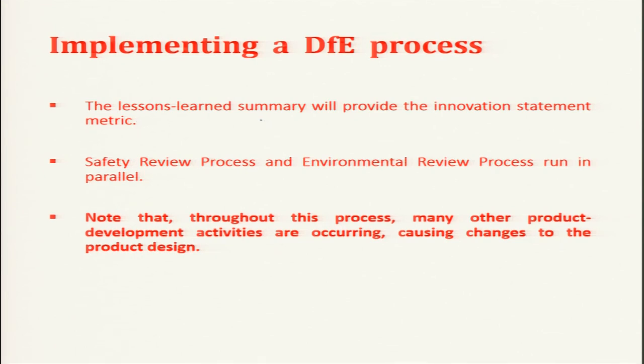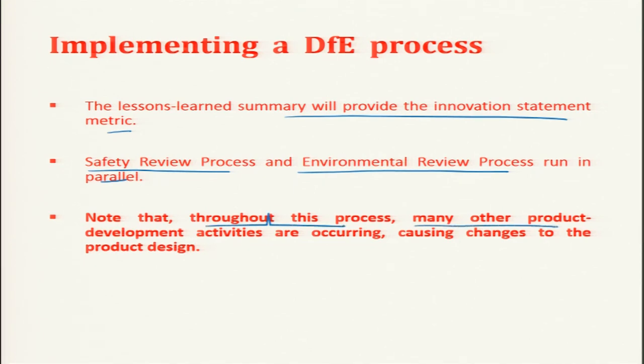And the lessons learned summary will provide the innovation statement metric. Safety review process and environmental review process run in parallel. We need to note that throughout this process, many other product development activities are occurring, causing changes to the product design. So, this is not only the safety and environment that is going on, many other things, availability, the difference between the schedule and the actual performance, all those things are going on. Safety and environment are added to the basic production plan here.